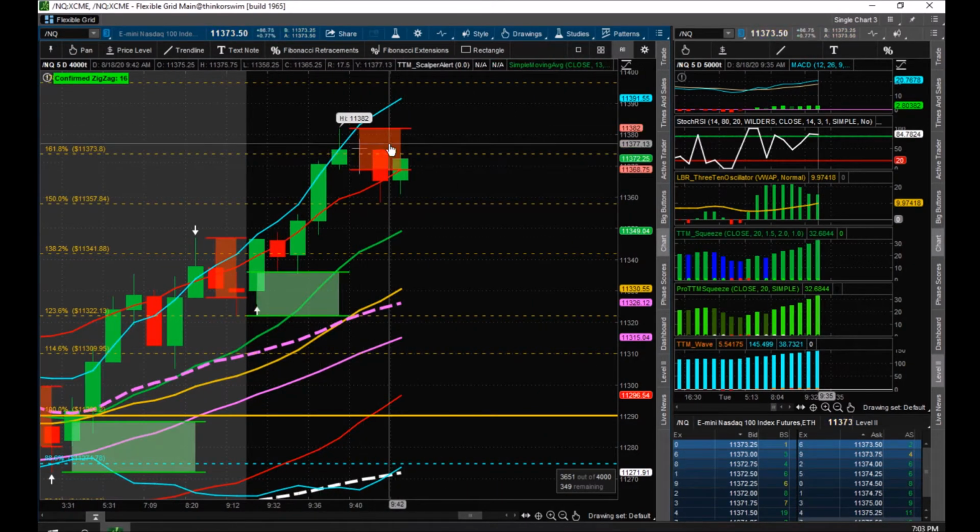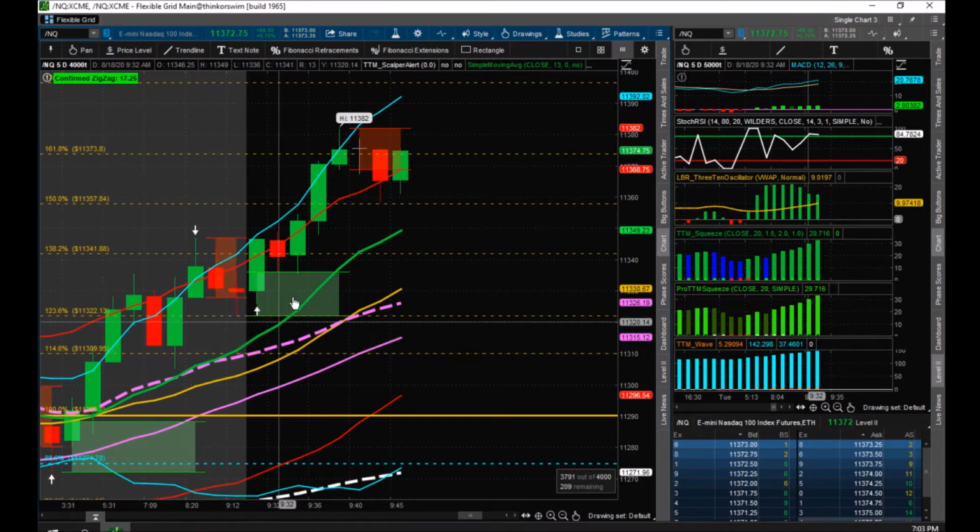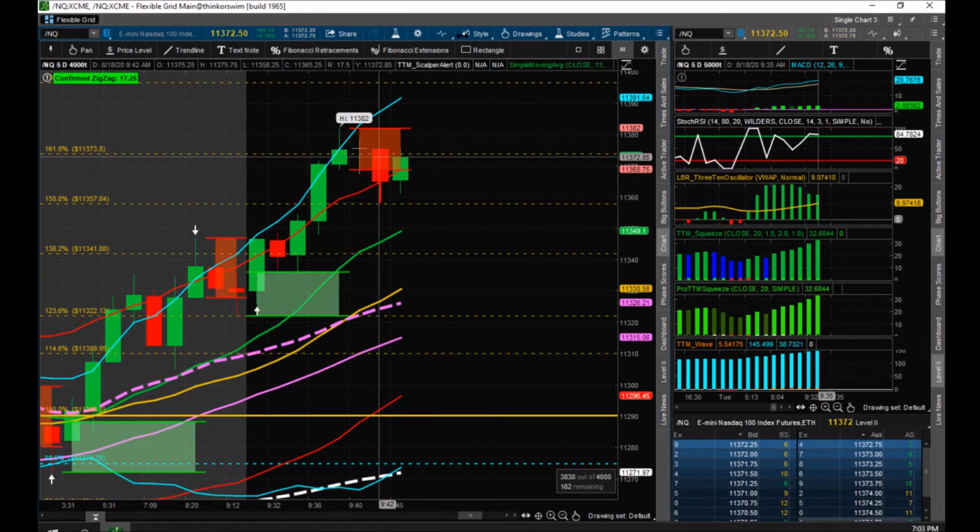This here, I added. This is a custom indicator here. This green and red areas are basically supply and demand. This is demand, this is supply.